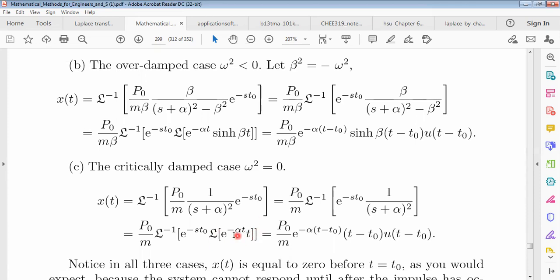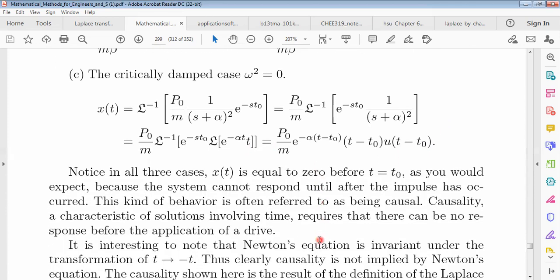So the inverse Laplace transformation of this combined will be e to the power minus alpha (t minus t naught), t minus t naught, and this t also becomes t minus t naught, and u(t minus t naught). We have used these properties in previous examples.